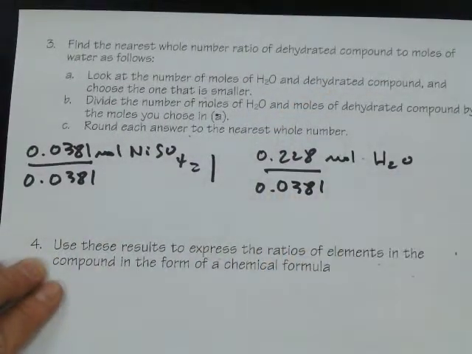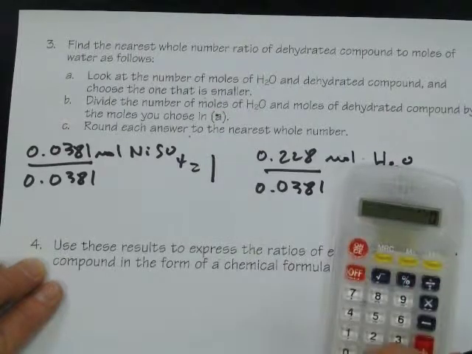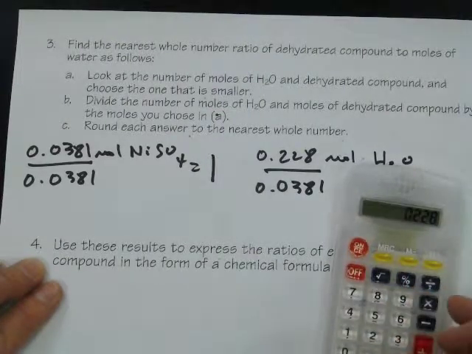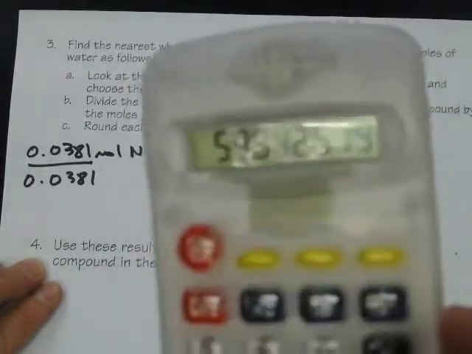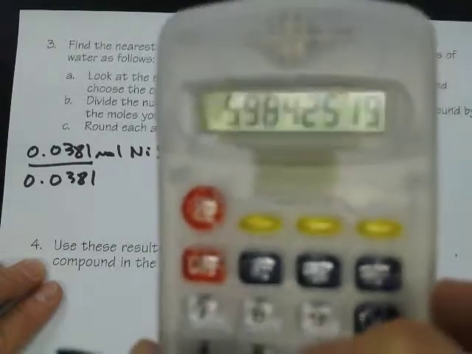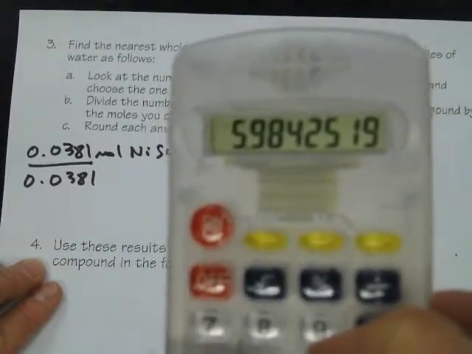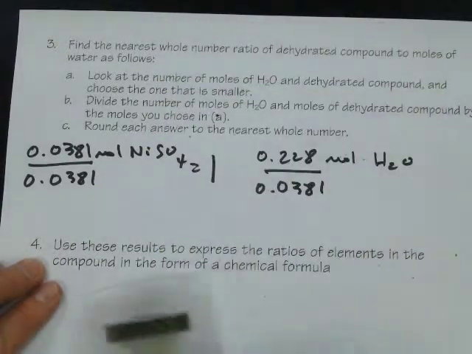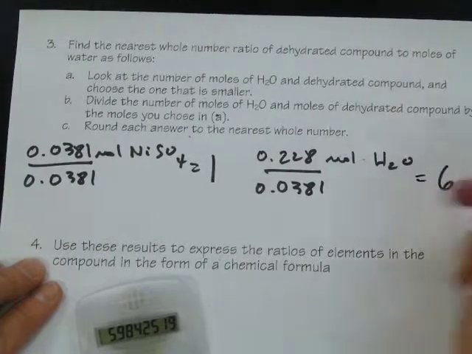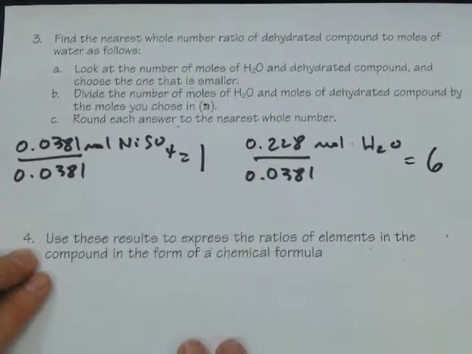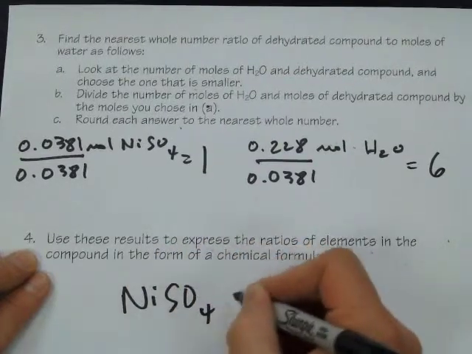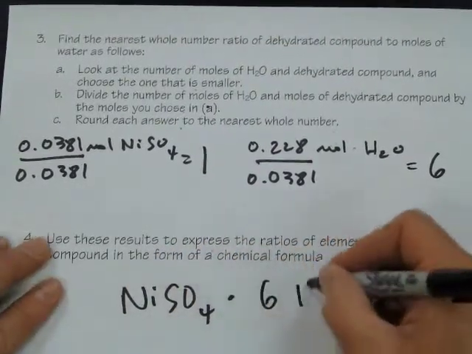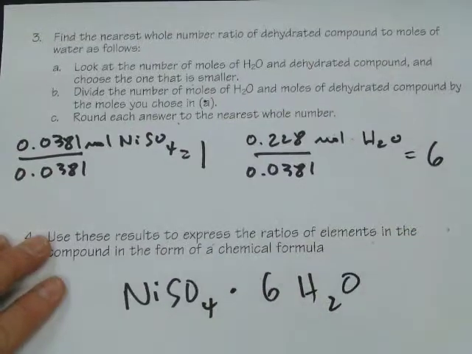And over on this side, 0.228 divided by 0.0381. And I'll round to the nearest whole number. If it says 5.984, the nearest whole number there would be 6. So this equals 6. It's a 1 to 6 ratio of parts. Nickel sulfate and 6 hydrate, 6 waters.